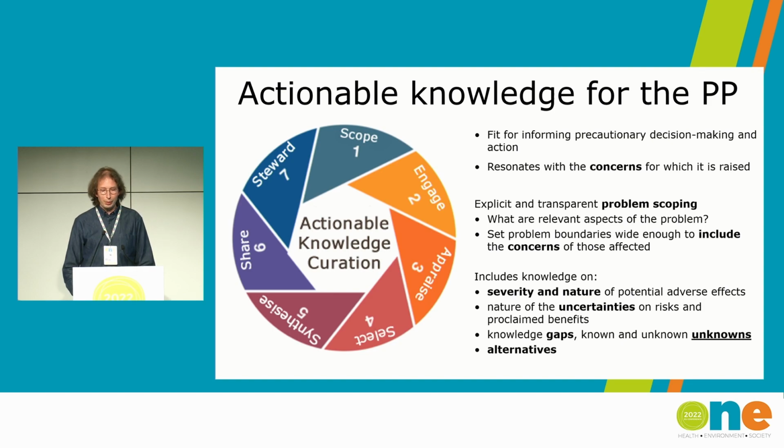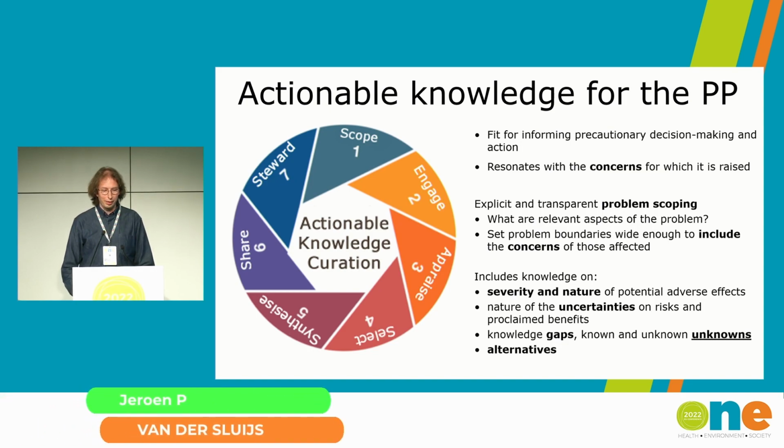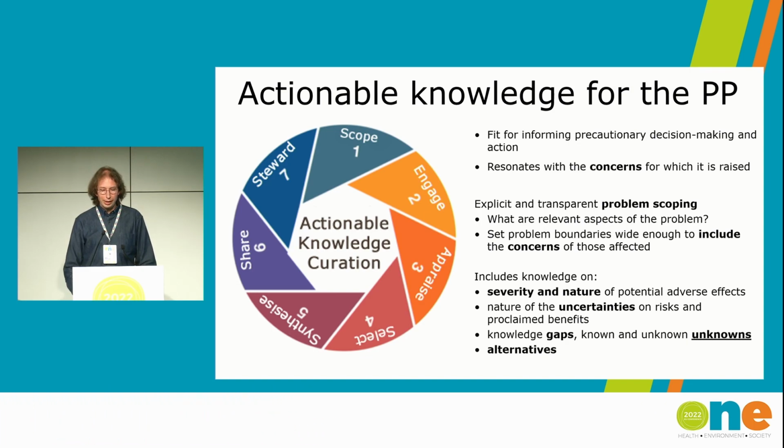So it requires explicit and transparent problem scoping and setting the boundaries of the problem wide enough to include the concerns of those affected. So this session was about framing, and this point is the framing is very important in creating actionable knowledge, that the frame is wide enough to include all the concerns. So it should also include knowledge on the severity and nature of the potential adverse effects. It should have high attention for uncertainty in the knowledge, including the known and the unknown unknowns. Not only what can be quantified and put in numbers and can be treated with statistical methods.